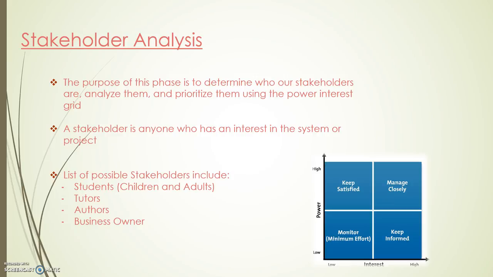Then we list the possible stakeholders who may be interested in Learning Language Limited. Possible stakeholders include students, tutors, authors, business owners. Next, we prioritize them using the power interest grid. For the students, they would have high power but lower interest. The tutors will have higher interest but lower power. Authors too would have higher interest but lower power. And the business owner would have high interest and high power.